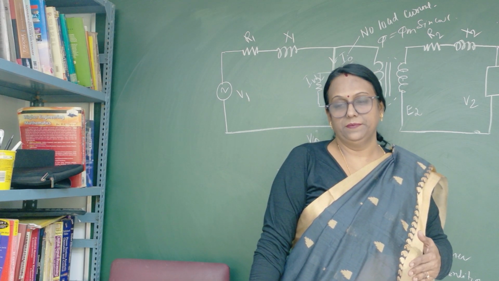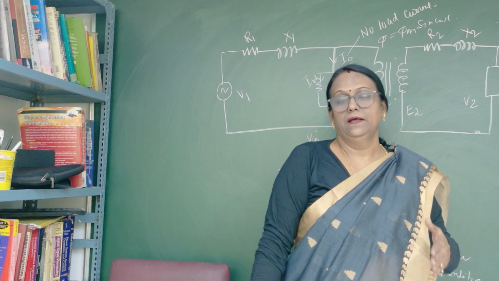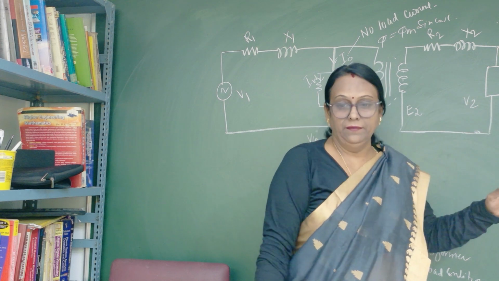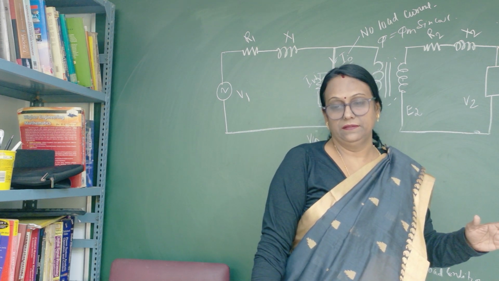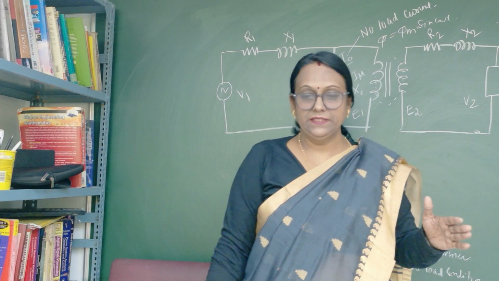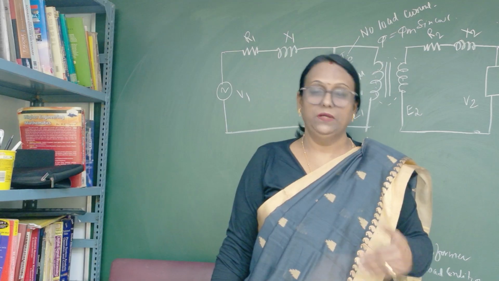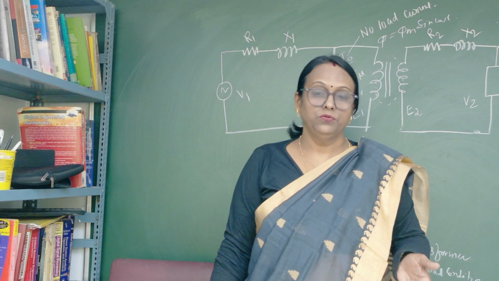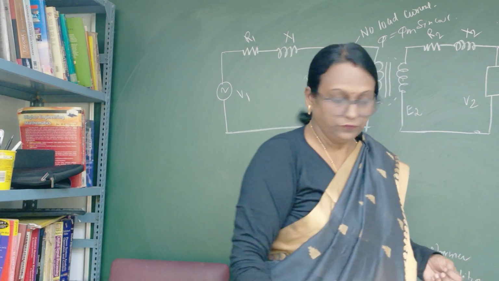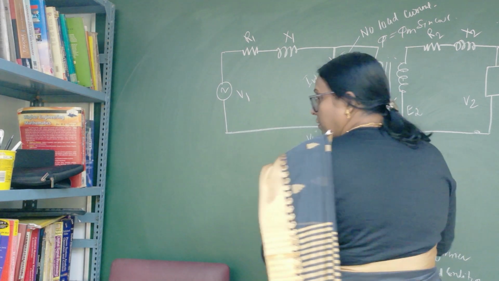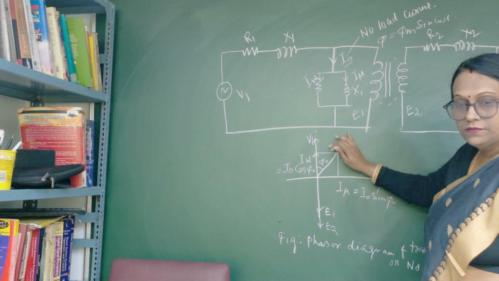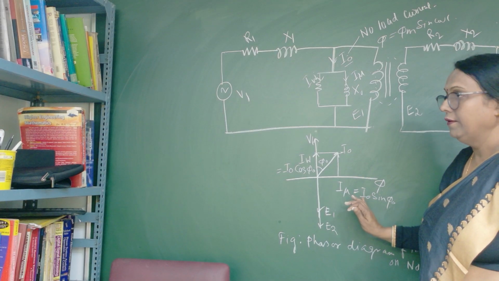If the load is inductive, the voltage at the load terminal will lead the current. And if the load is capacitive, the secondary current I2 leads V2. So how to draw the phasor diagram? Remember, whenever we draw the phasor diagram, the no load component will always be there.